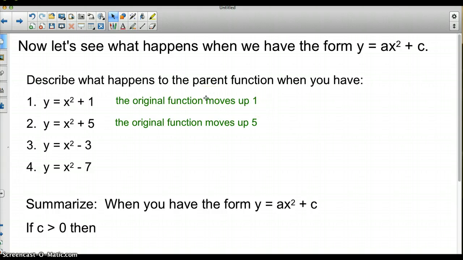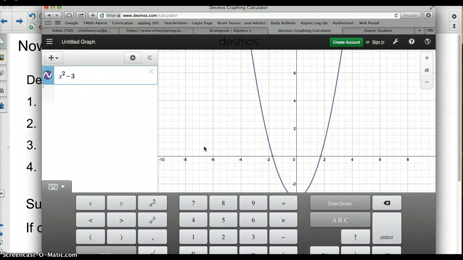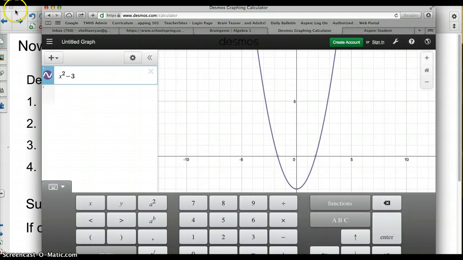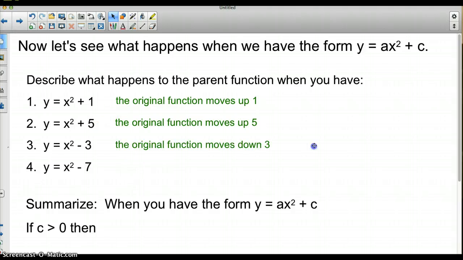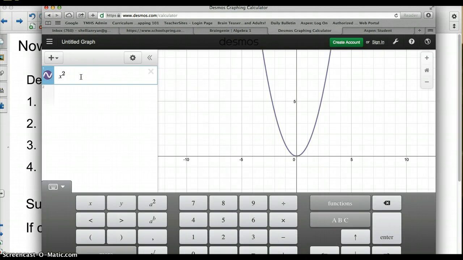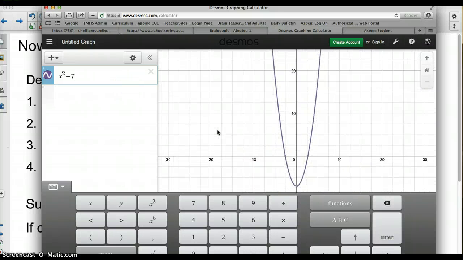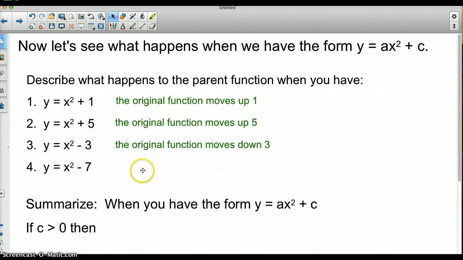When we have x squared minus 3, we start with x squared, remember, and we subtract 3, what happened? Well, it looks like our graph went down 3. So the original function moves down 3. What do you think is going to happen when we have y equals x squared minus 7? Well, let's find out. y equals x squared here, and then minus 7. Oh, look at that. It jumped down even further. It's now down at where negative 7 is on the graph. So the original function moves down 7.